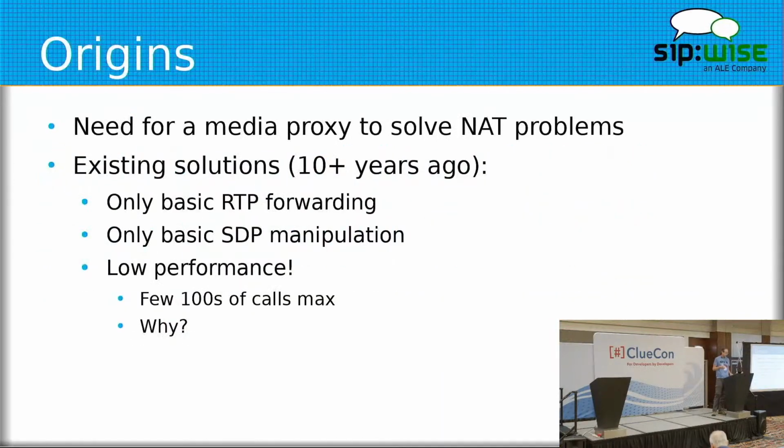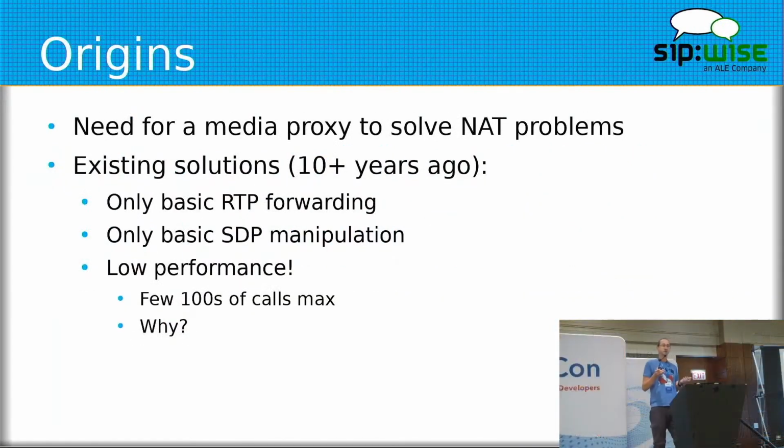And it exists because we needed a media proxy to solve problems with NAT. Because this was over 10 years ago. ICE wasn't a thing yet. IPv6 wasn't a thing yet. Still isn't really a thing.